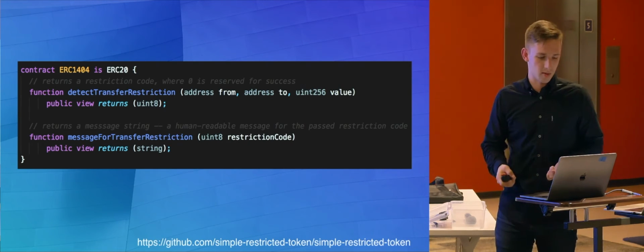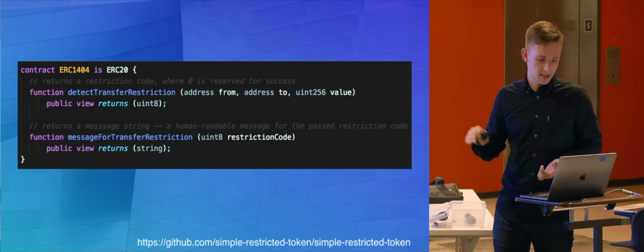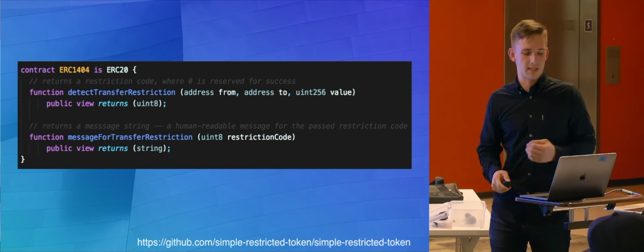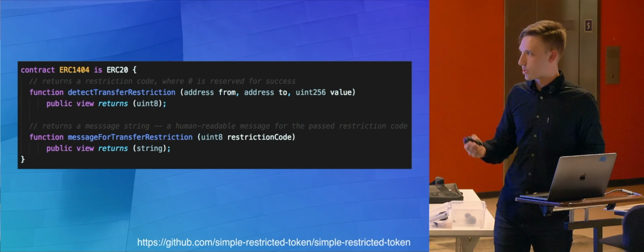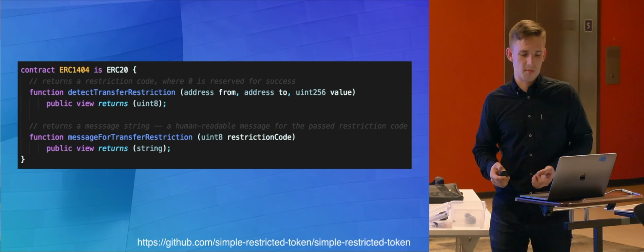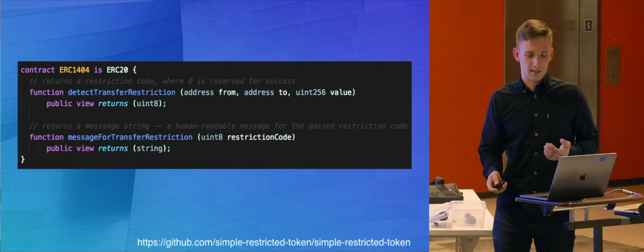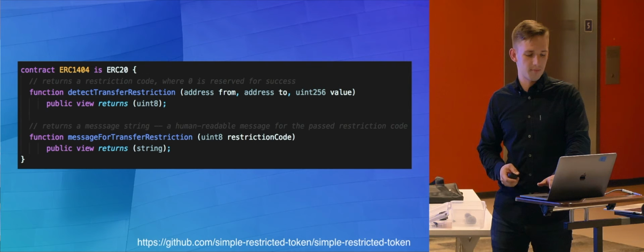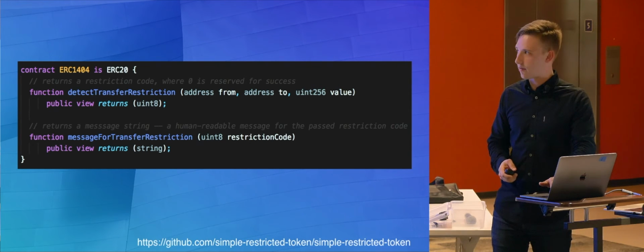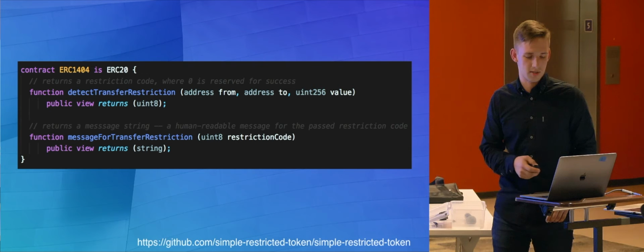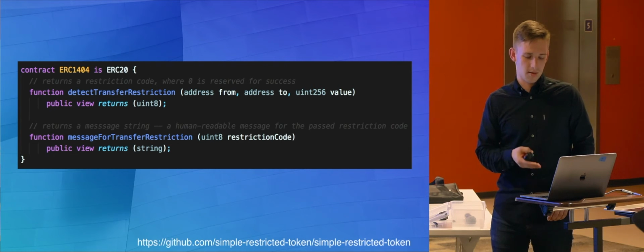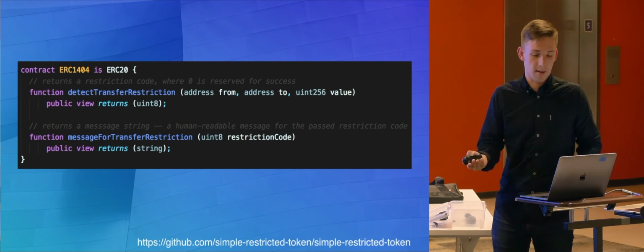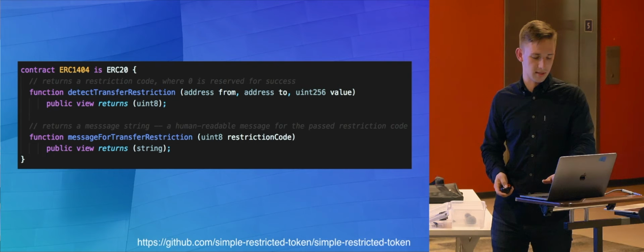So it builds on ERC-20's interface. It adds just 2 functions. The first is detect transfer restriction, which returns an integer restriction code where 0 is reserved for success. I feel like this is a pattern that is familiar at this point, given RToken's check function and ST20's verified transfer. But what it does differently is have this second function, message for transfer restriction. So given a restriction code, this returns a message string describing the restriction that stopped the transfer. And we'll see why this is a little different in a second.